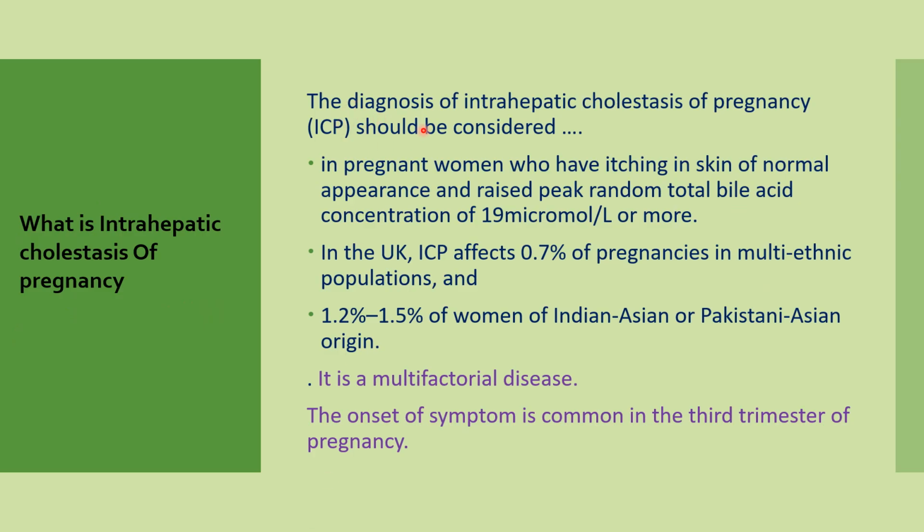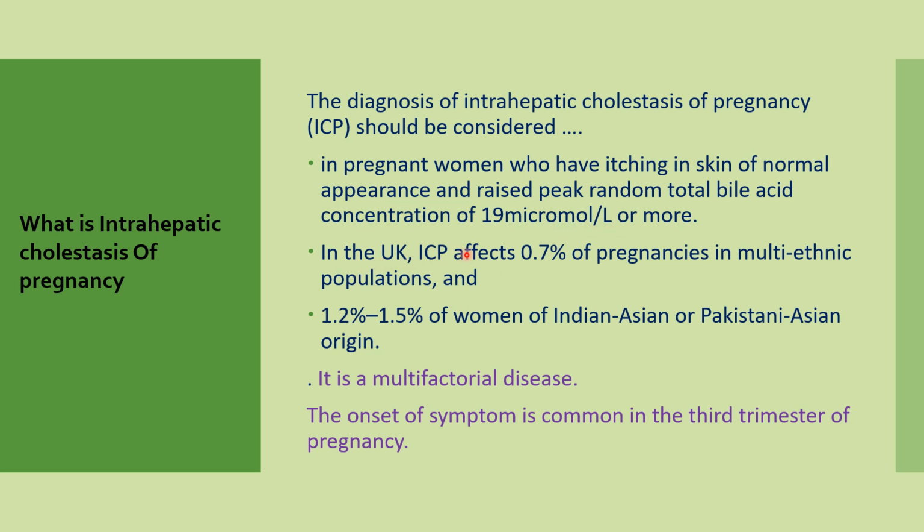Now we will look at how we can diagnose ICP, or intrahepatic cholestasis of pregnancy. According to the new guideline, if any woman has itching in skin of normal appearance and a raised peak random total bile acid concentration of 19 micromole per liter or more, then we can consider the case as ICP. So here we can see that the woman has itching and the skin will be of normal appearance. There will be no rash and the bile acid concentration is at least 19 micromole per liter. Then we can consider it to be ICP.